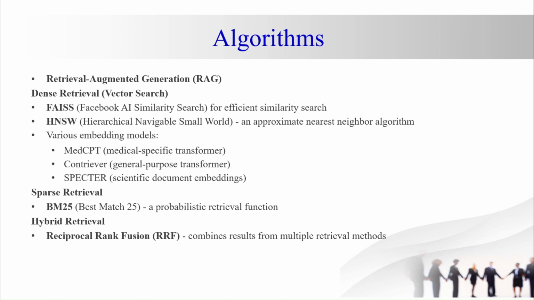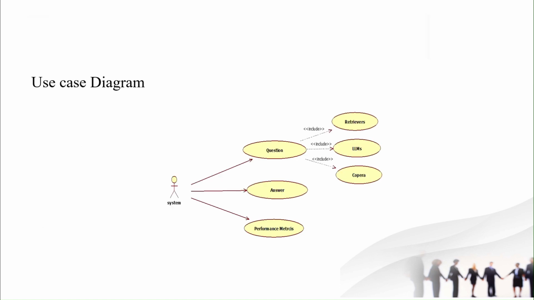We use several algorithms like FAISS for fast similarity search and HNSW for approximate nearest neighbor search, and embedding models such as MedCPT and Contriever, SPECTER. We also use BM25 for retrieval and the reciprocal rank fusion function to combine the multiple retrieval outputs.